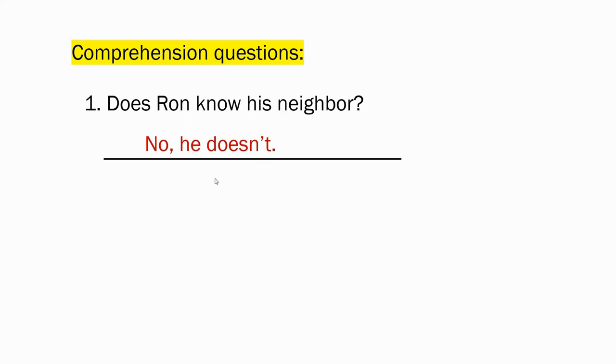Alright? If Ron knows his neighbor, what is your answer here? Your answer is positive. Instead of saying no, you have to say yes, he does. Period. Yes, he does, without not. That is if Ron knows his neighbor. Do you understand, guys? Next.